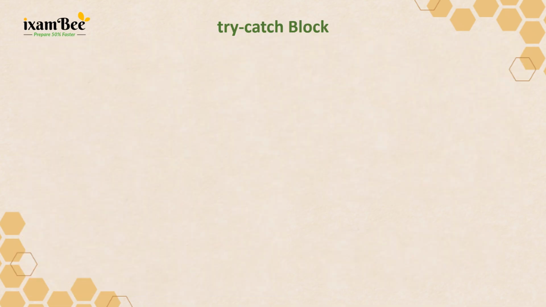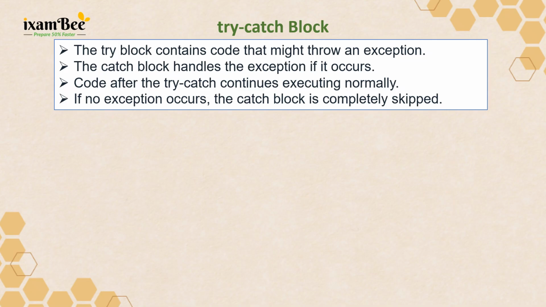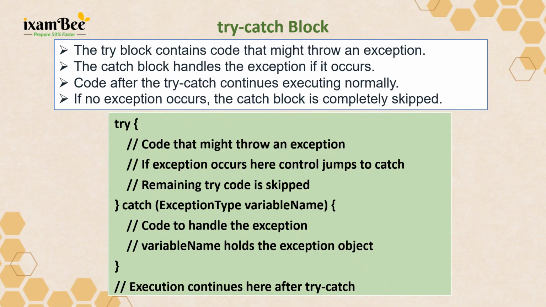So how does Java help us to handle exceptions? The try-catch block is the mechanism through which Java can handle exceptions. The try block contains the code that might throw an exception. The catch block handles the exception if it occurs. The code after the try-catch continues executing normally. If no exception occurs, the catch block is completely skipped.